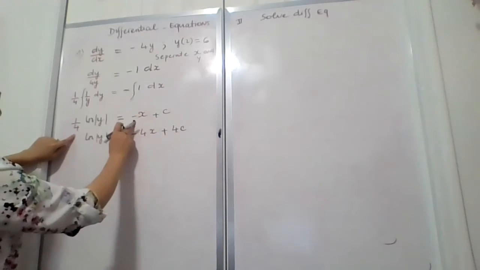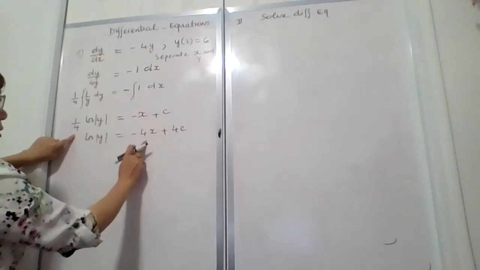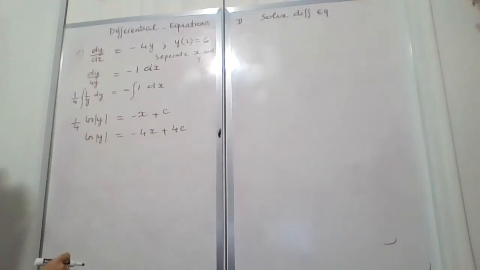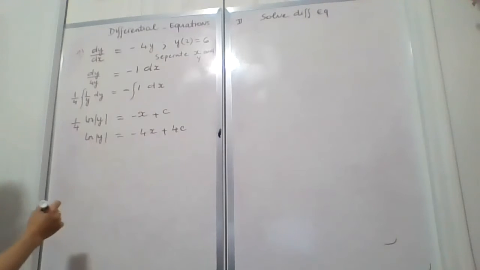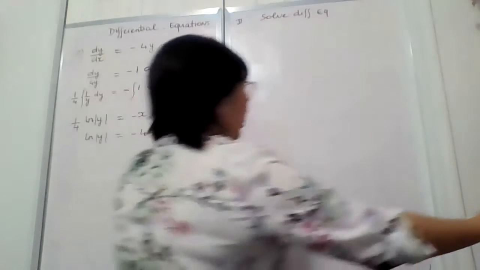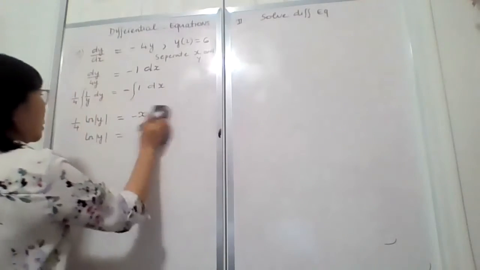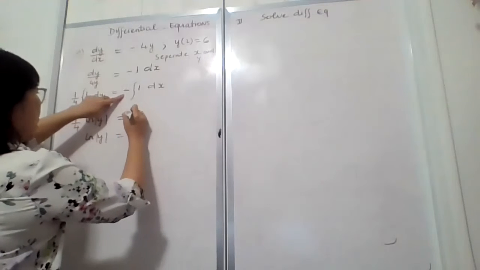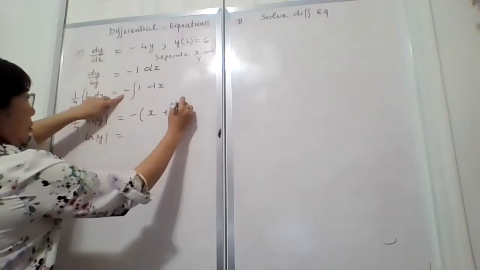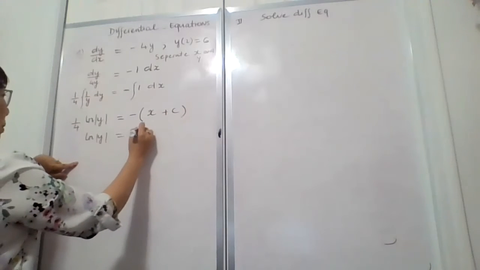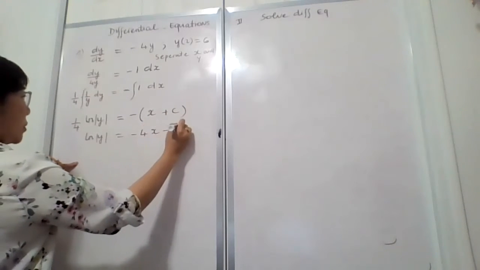So integration of that is minus x plus c, so minus x plus 4c. Okay, so at this point, now let me change this a little bit. We've got to be careful because this is outside the bracket, right? So the whole thing here should be like this. And this will become minus 4x minus 4c.